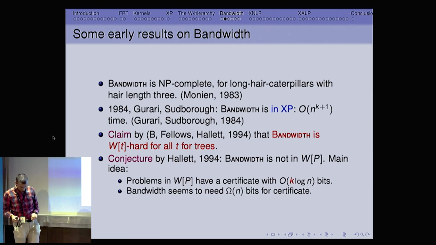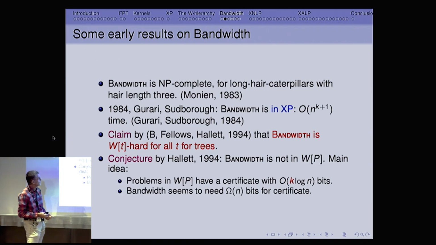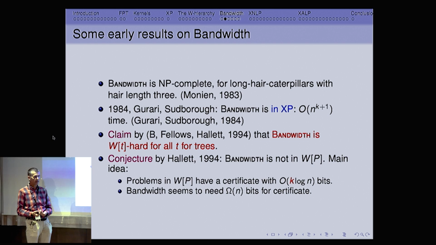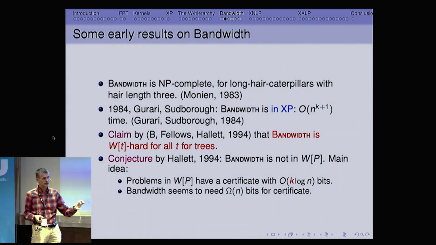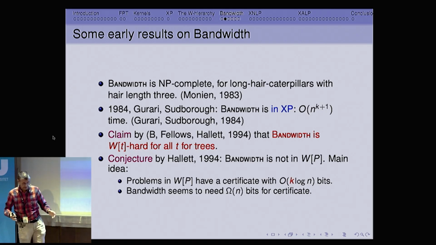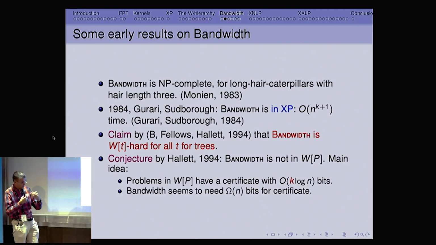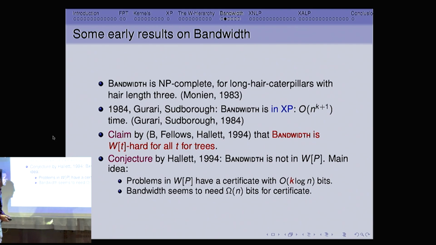Then in 1994, I was looking at this problem together with Mike Fellows and Mike Hallett, who was at that time a PhD student of Mike Fellows. We looked at this bandwidth problem, and we wrote a paper, and in this paper we claimed that bandwidth is W[t]-hard for trees for every t. But in 1994, you could get away with stating a result in a paper without having the proof written in full. We knew it was true, but I didn't have it written out yet. I actually promised Mike that I would write that part, while Mike Hallett had this intuition and thought that, yeah, it's probably not in this W hierarchy.